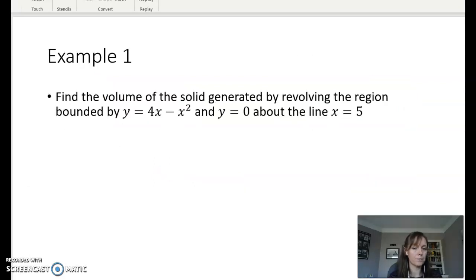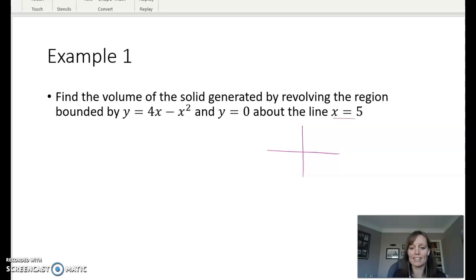Example number 1, we have the volume of a solid generated by revolving the region bounded by y equals 4x minus x squared and y equals 0. And this is being rotated around the line x equals 5. So from the get-go, we're going to look at something that's not rotated around the axis.